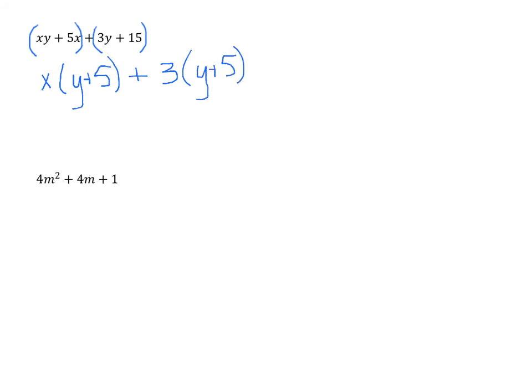Now what we can do is combine the 2 factors to give us x plus 3, because both x and 3 are being multiplied by y plus 5. Right? There's your y plus 5, y plus 5. It's only because these are the same that I can put these two together.